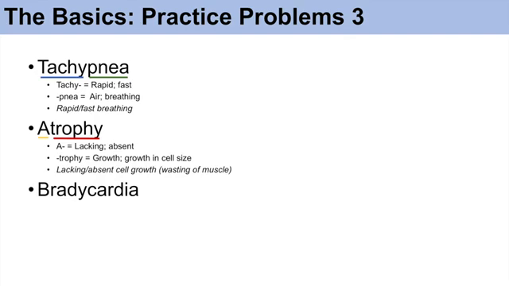The next one is bradycardia. What does bradycardia mean? Again, just break it down. Brady means slow, so it's the opposite of tachy. And cardia means the heart. Cardio means the heart; cardia is still relating to the heart. So bradycardia, when we put it all together, means slow or slower than normal heart rate.